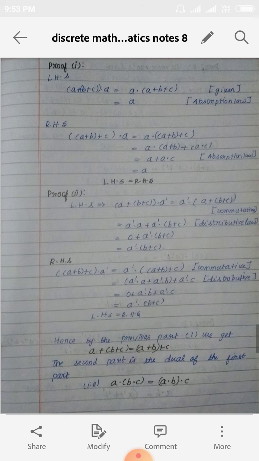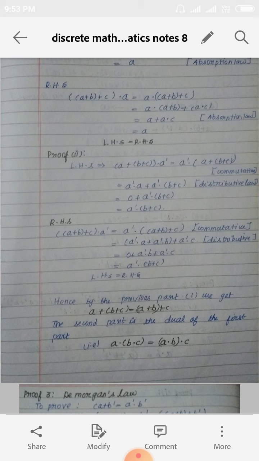First, proof number 1. First take the left hand side. What's the left hand side? Left hand side is a plus of b plus c dot a. This is nothing but a dot of a plus b plus c. You have to write the given condition. And by the absorption law, a dot of a plus b plus c is nothing but a.